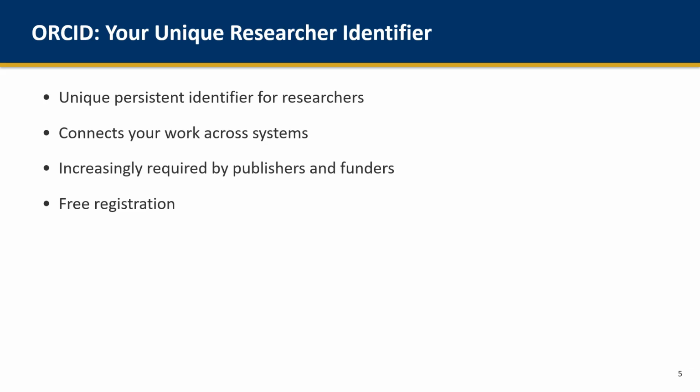Common names create confusion about which John Smith or Maria Garcia authored which paper. Name changes through marriage or other circumstances complicate attribution. ORCID provides an unambiguous identifier that follows you throughout your career, regardless of name changes.